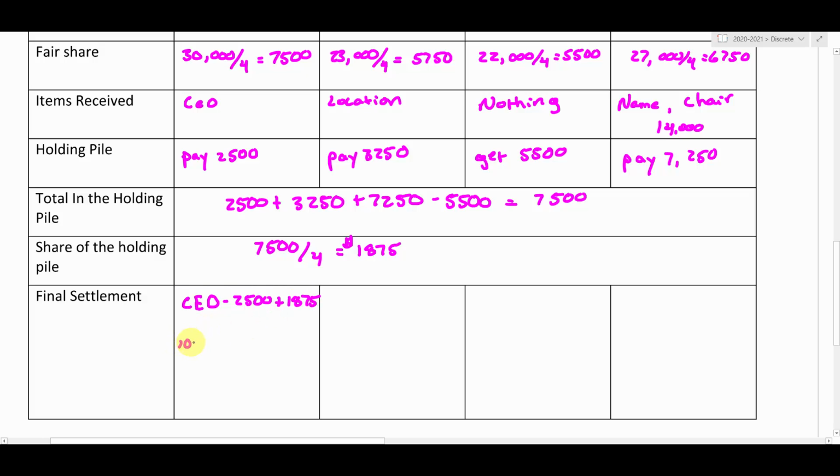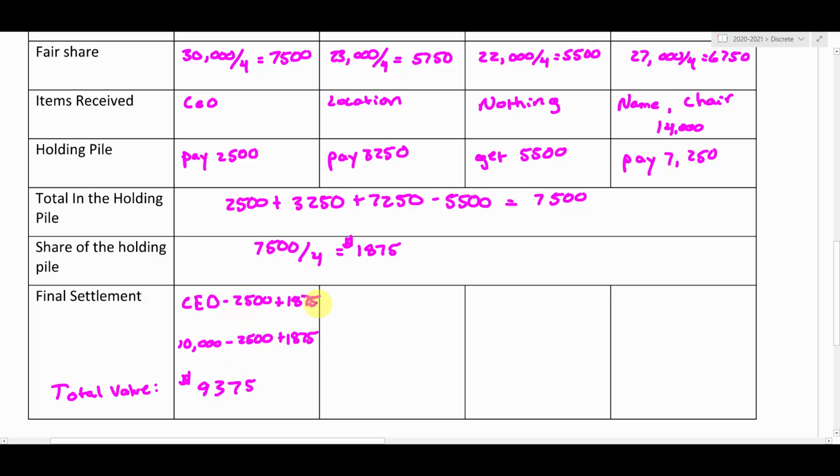Now remember, the CEO was worth $10,000, right? So we would have 10,000 minus 2,500 plus 1,875, and my total value, I'll just get the total values along the bottom here. My total value for this is $9,375. Okay, so if I compare that to their fair share, which we have right up here, $9,375 is more than the $7,500, so Super Designs is going to walk away happy with that settlement.